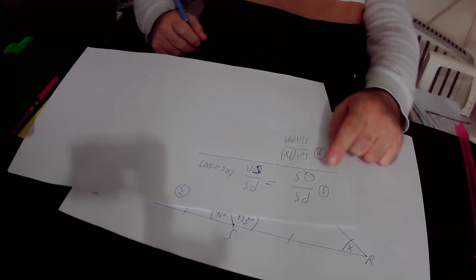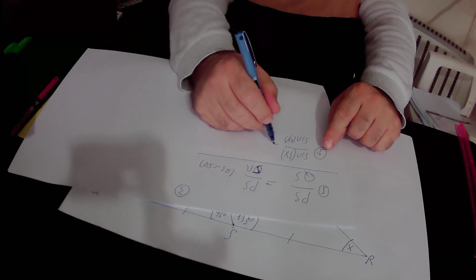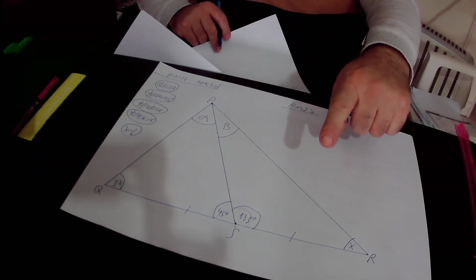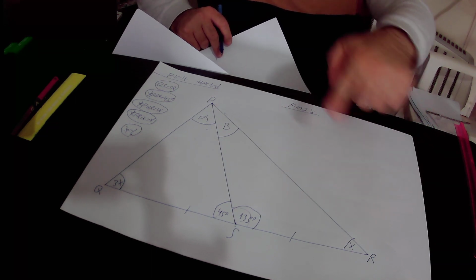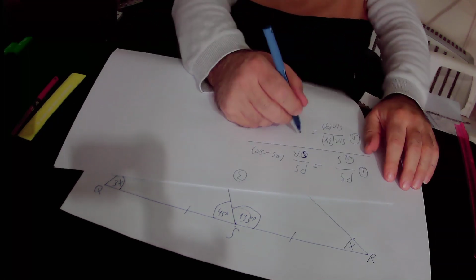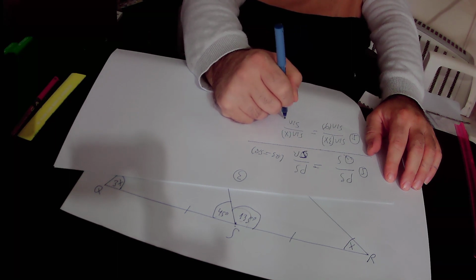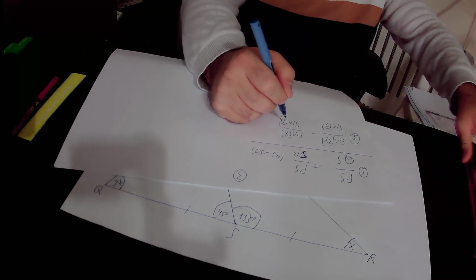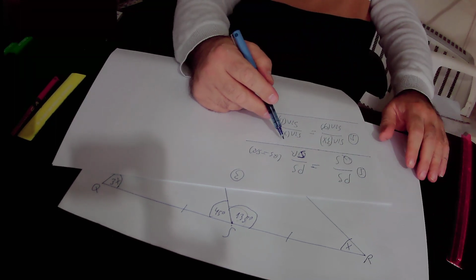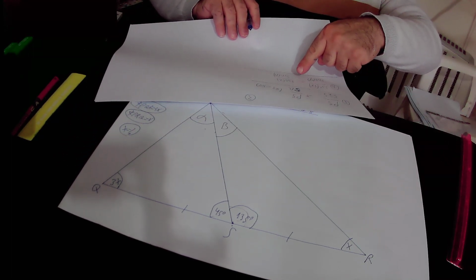I repeat again, PS over QS will be equal to sine 3x over sine alpha. And if we focus on triangle PSR, then we'll get that PS over SR is equal to sine x over sine beta. I repeat again, PS over SR in triangle PSR will be equal to sine x over sine beta.